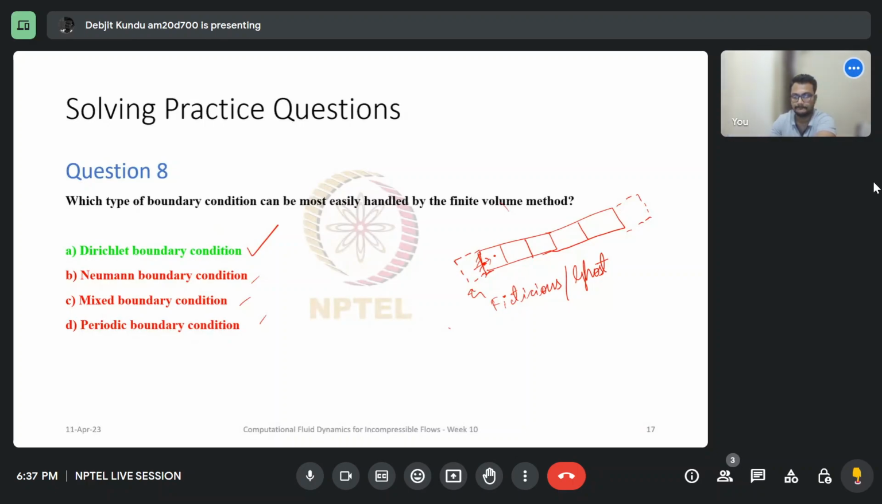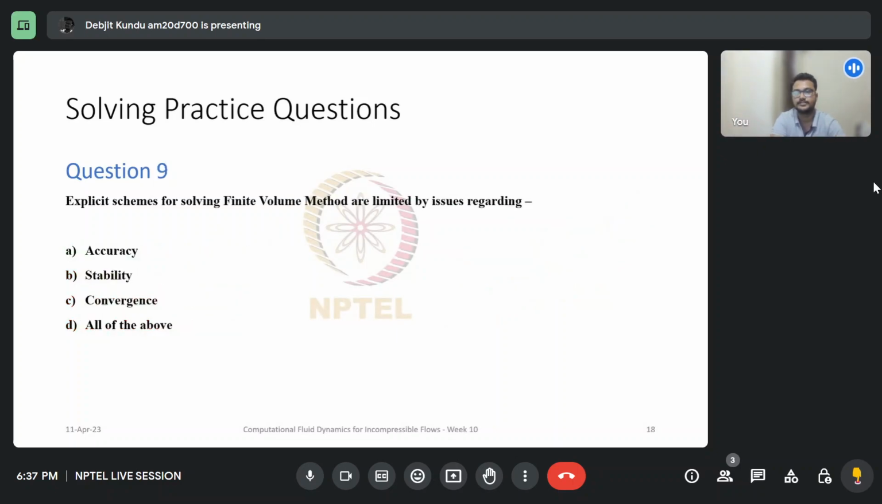Okay, all right. So moving on, we will move on to question number 9 of today's session, which is asking that explicit schemes for solving finite volume method are limited by issues regarding what? Is it option A, accuracy, option B, stability, option C, convergence, or option D, all of the above?